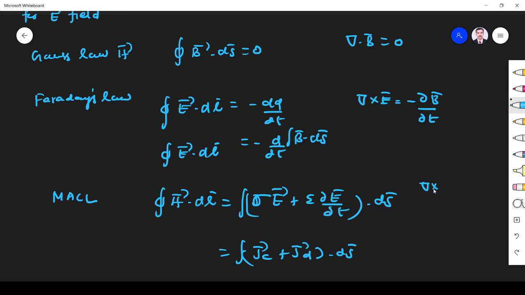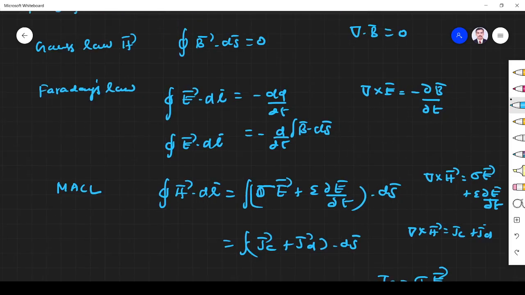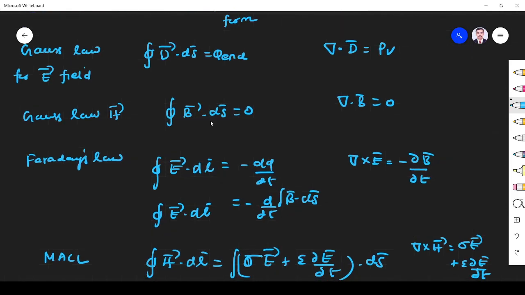Similarly here, del cross H is equal to σE plus ε ∂E by ∂t, or del cross H is equal to Jc plus Jd, where Jc is equal to σE and Jd is equal to ε ∂E by ∂t, that is ∂D by ∂t. Right? Here you see, that's the most beautiful equation.